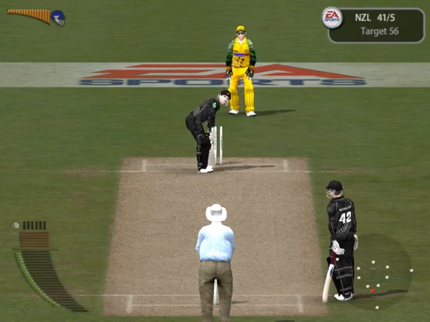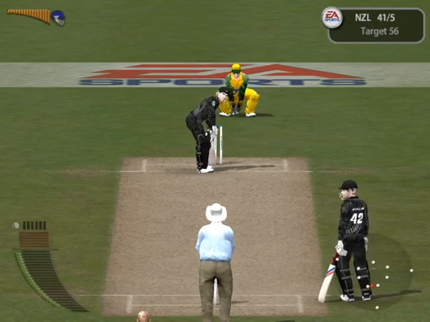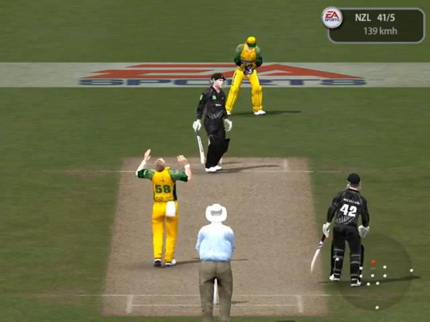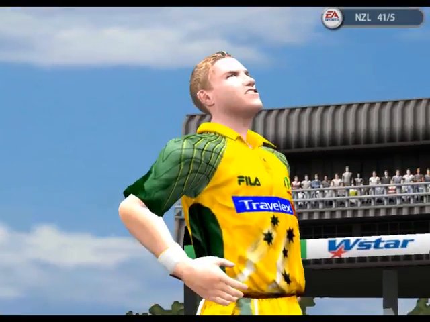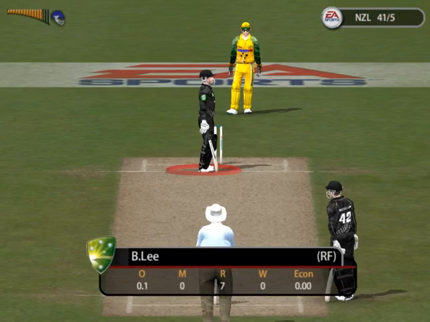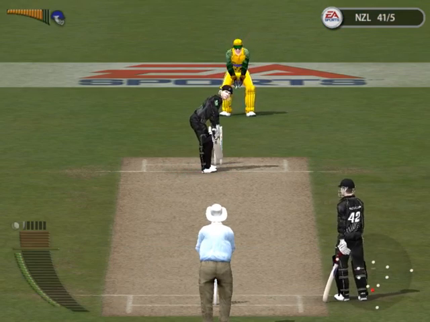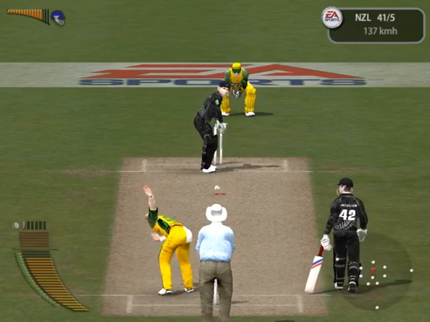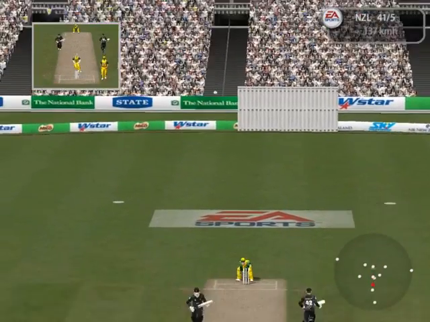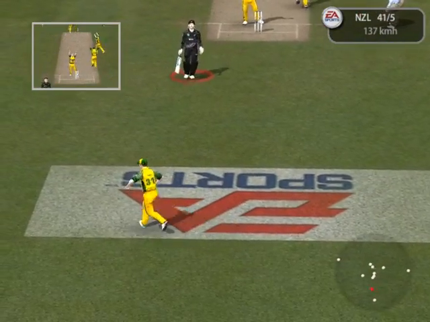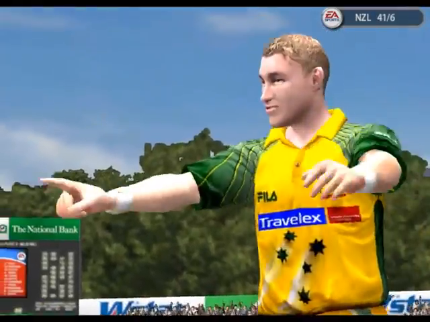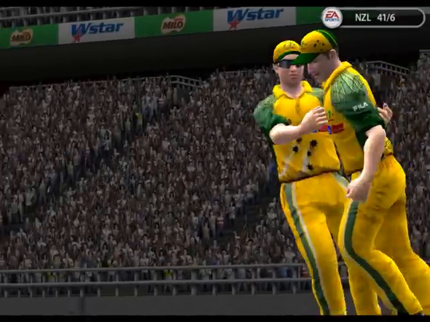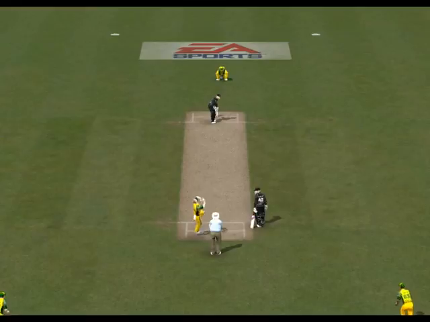Lee to Fleming. Fleming waiting at the striker's end. There it goes. Safely taken by Hogg. He kept his concentration really well. He had a long time to think about that before it came down. Lee gets his first wicket. This was how the wicket fell.